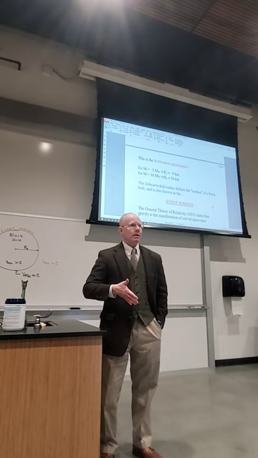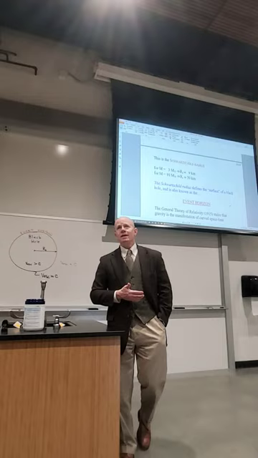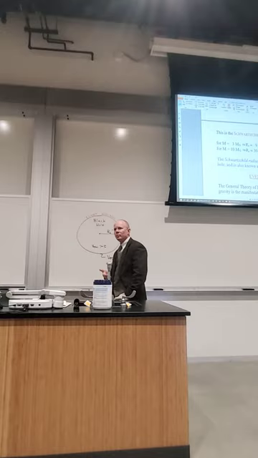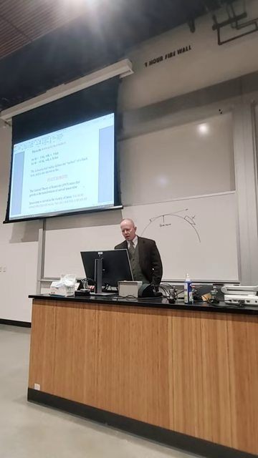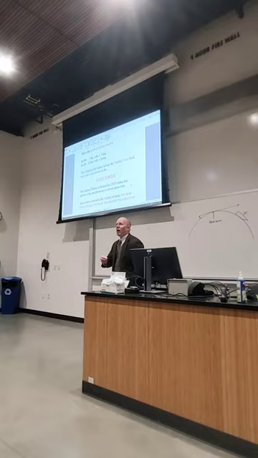But in 1915, Albert Einstein answered the question, why does mass produce gravity? And what Einstein told us in 1915 is that the presence of mass alters the shape of space itself.